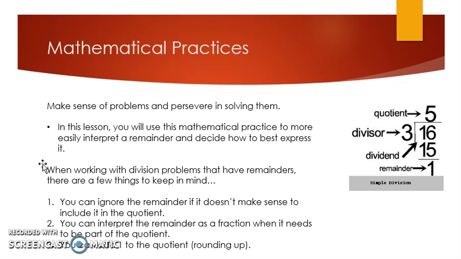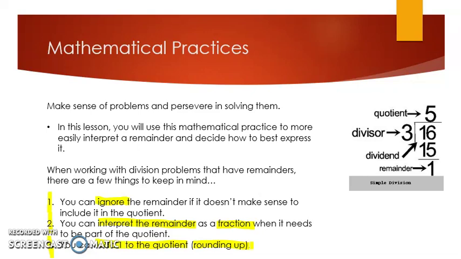Well, when working with division problems that have remainders, there are a few things to keep in mind. Number one, we can ignore the remainder if it doesn't make sense to include it in the quotient. Two, we can interpret the remainder as a fraction when it needs to be part of the quotient. And three, we can add 1 to the quotient, also called rounding up, if we need a larger whole as our quotient. If we need to include that remainder as part of our quotient, then we're going to be adding 1.